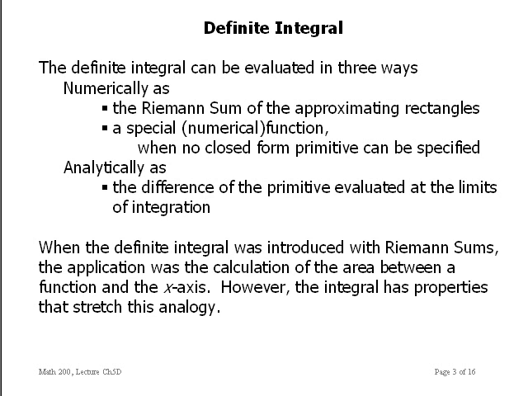Now the definite integral can be evaluated three ways. It could be evaluated numerically as a Riemann sum of approximating rectangles. It could be evaluated numerically by some function when there is no closed form, when no closed form primitive can be specified. Again, what is meant by a closed form is some combination of power functions, polynomials, exponentials, sines, cosines, hyperbolic functions, logarithms. Some combination of the elementary transcendental functions and the power function. That's a closed form solution.